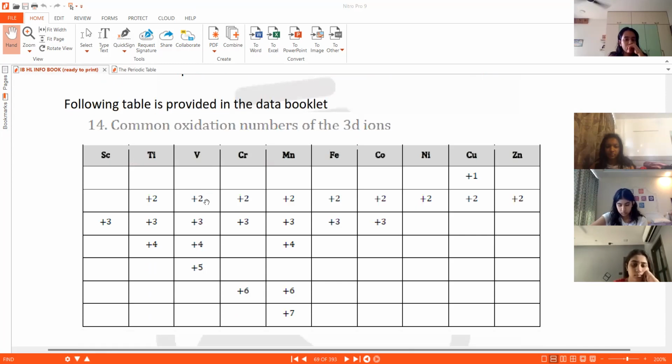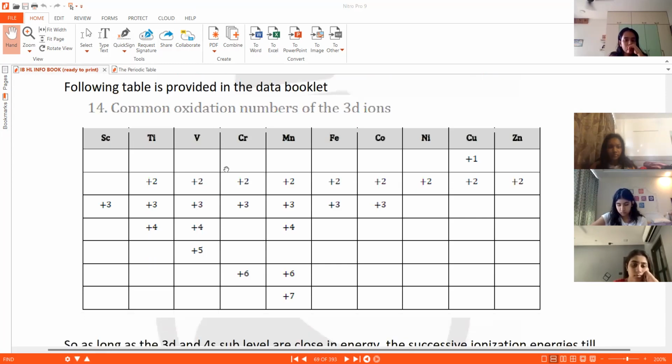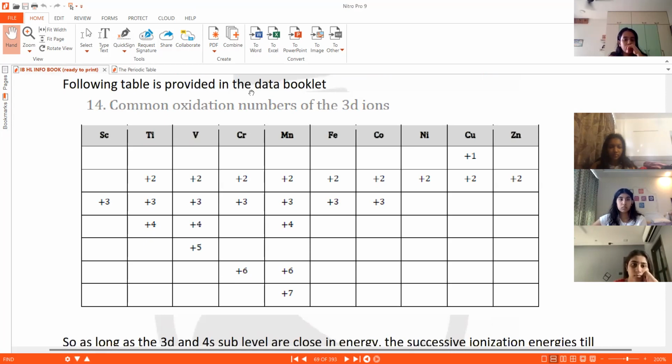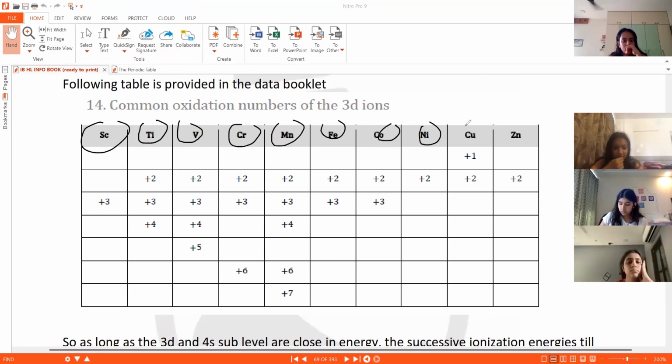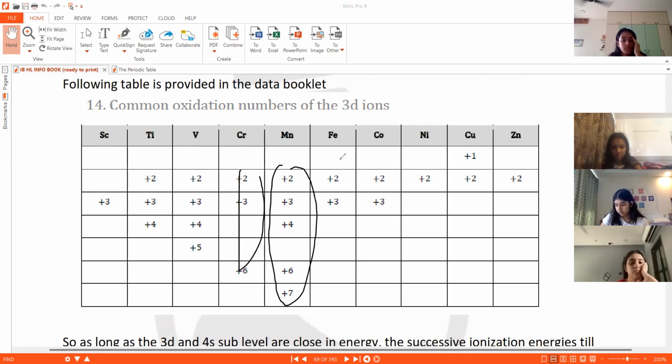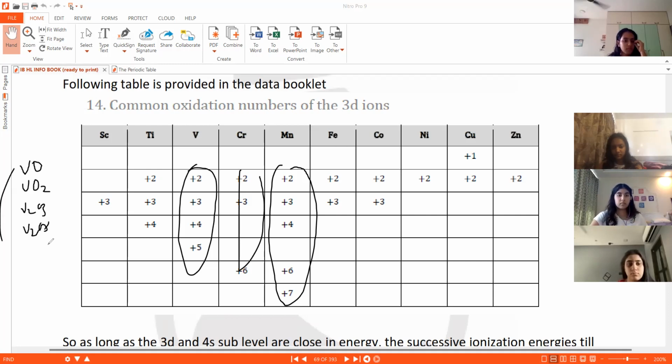This table, table 14, is given in the data booklet. It shows the common oxidation states of different transition metals, the first row d block elements. You can see scandium where they have shown +3, but not +2, because +2 is not a very common oxidation state. Manganese has so many. Chromium has 3, and so on. Vanadium has, as I was saying, +2, +3, +4, +5. That's the reason why the oxides are VO, VO2, V2O3, and V2O5.